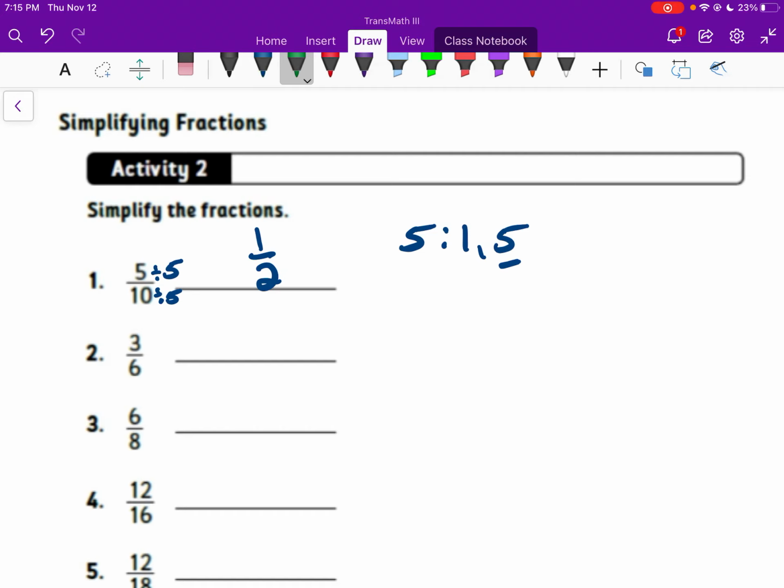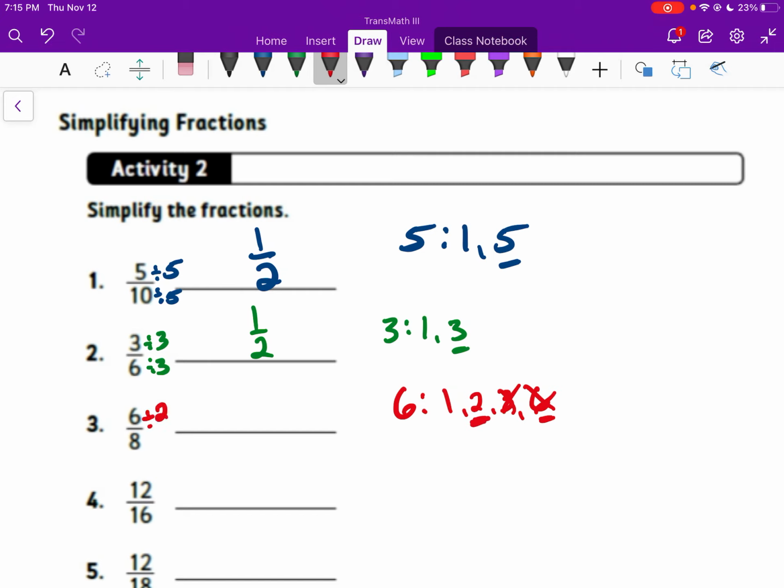For number 2 there, factors of 3 are 1 and 3. 3 goes into both 3 and 6, so we divide top and bottom by 3, which again will give us 1/2. Number 3 there, smaller number 6, so I'm going to look at my factors of 6. So 1 times 6 is 6, and then 2 times 3 is 6. So those are my factors of 6. Start with 6. 6 does not go into 8. 3 does not go into 8. 2 does go into 8, so we will divide both top and bottom by 2, which will give us 3 over 4. 6 divided by 2 is 3. 8 divided by 2 is 4.